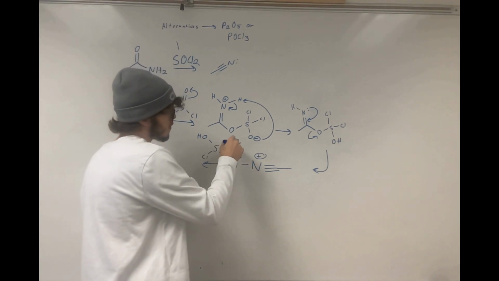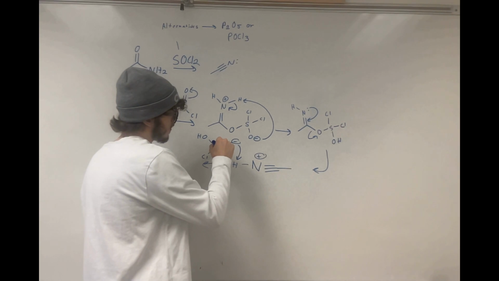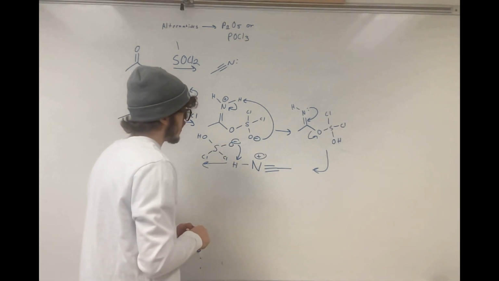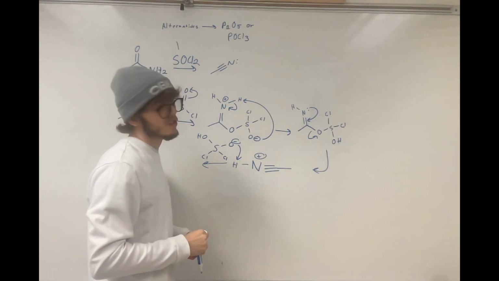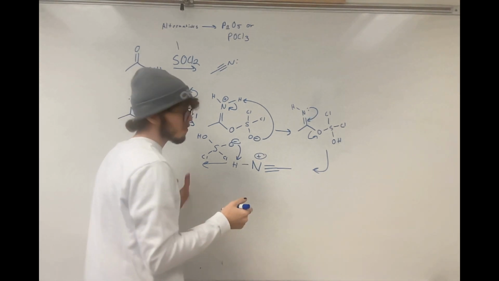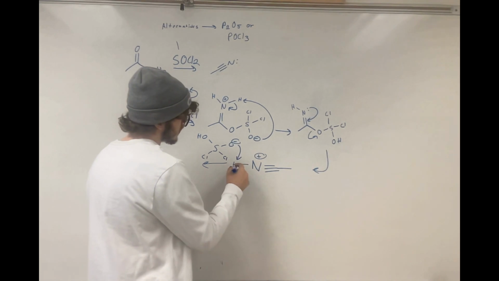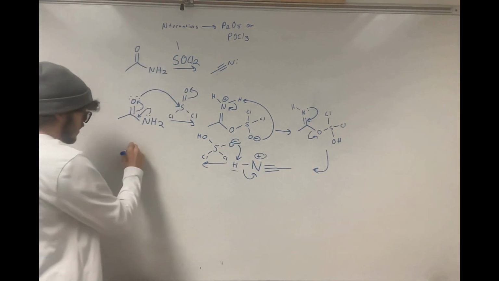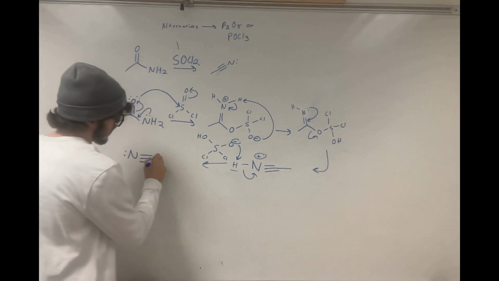And it's not favorable for this to fill in, because then sulfur would have a negative charge, and we know that oxygen would rather have that, because it's more electronegative. So it picks up the hydrogen, dumps electrons onto the nitrile, and we're left with our final nitrile product.